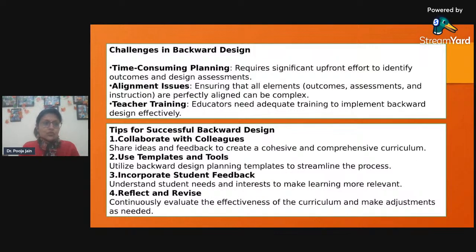Let me show you the challenges that I have put. I've exactly put in the same thing. Time consuming, the alignment issue, that is how to identify the desired result and then align it with the assessment and then frame the objectives and outcomes and all of that. Lack of teacher training. Because till the time we have enough teacher training, the mindset changes. What can we even do about it? Is my question, right? So there are challenges, yes.